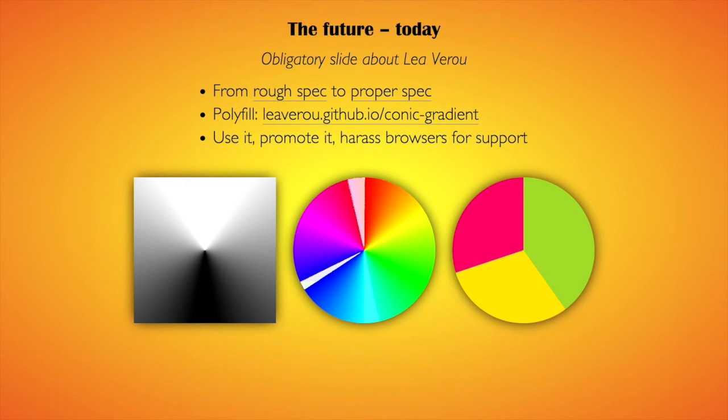Basically, you can use it for hue wheels and colour pickers. You can make pie charts just using a single gradient definition. What she's actually asking for is for people to go use the polyfill and go harass the browser vendors and say, we actually want this in the spec, you need to implement this, because they're not going to implement it unless people complain about it. So that's a brief overview of some of the tips and tricks you can do.